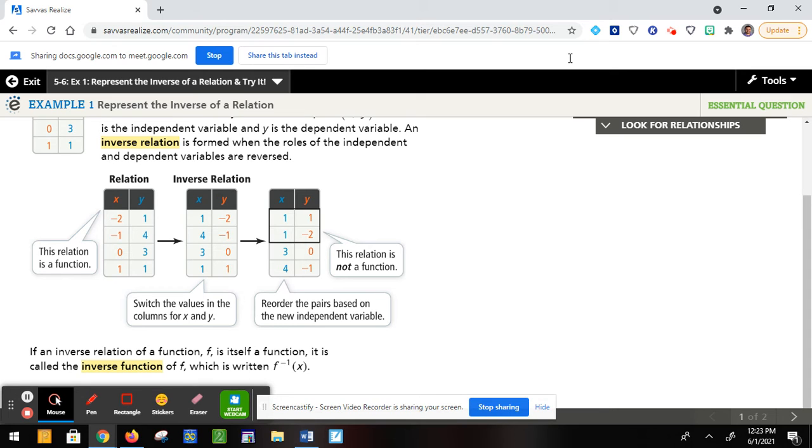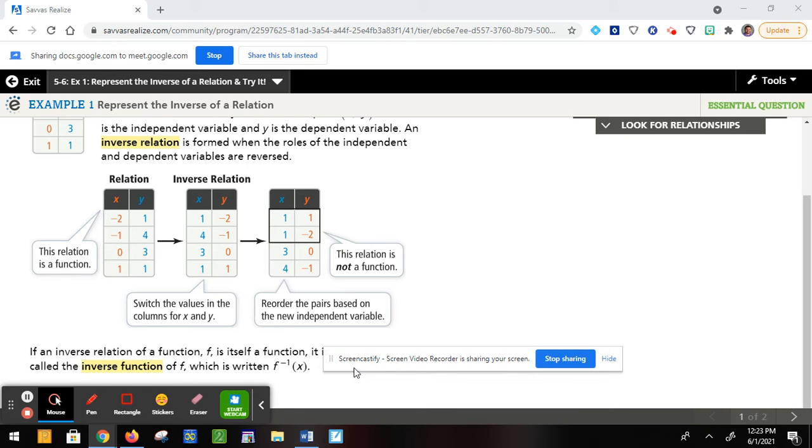If an inverse relation of a function f is itself a function, it is called the inverse function. And then that would be the notation. And you would say that is not an exponent of -1. That is notation that notes that it's an inverse. And you would read that f inverse of x.